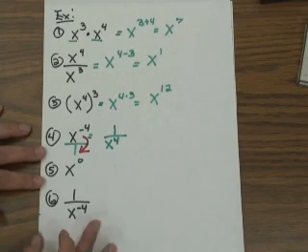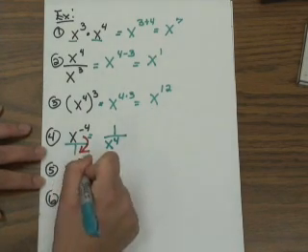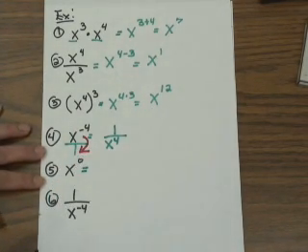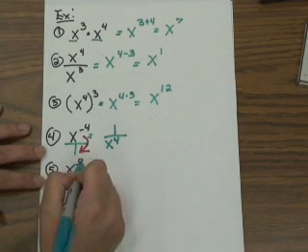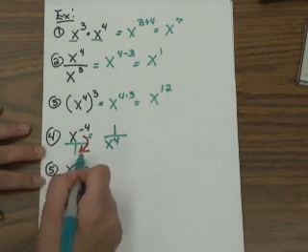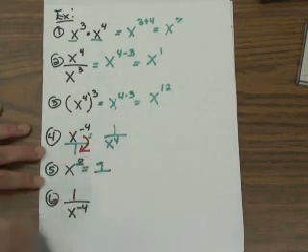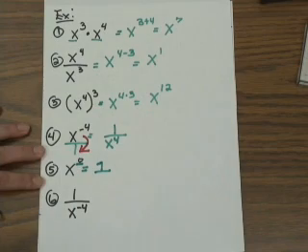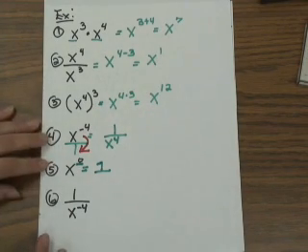For number 5, x to the 0 power, the only thing that you need to remember about this is anything, I don't care if it's 1,000,000, 0.5, 1/2, anything raised to the 0 power is going to become 1. Simple as that. No ifs, ands, or buts about it.